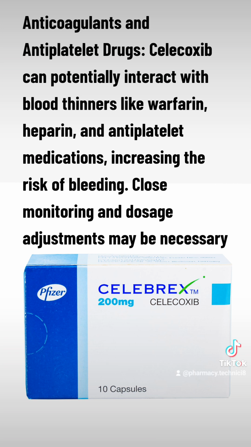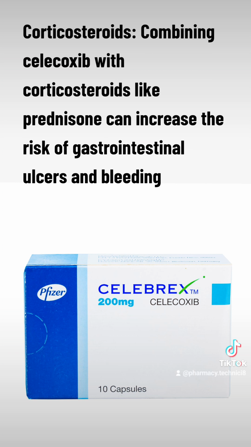Anticoagulants and antiplatelet drugs. Celecoxib can potentially interact with blood thinners like warfarin, heparin, and antiplatelet medications, increasing the risk of bleeding. Close monitoring and dosage adjustments may be necessary. Corticosteroids. Combining celecoxib with corticosteroids like prednisone can increase the risk of gastrointestinal ulcers and bleeding.